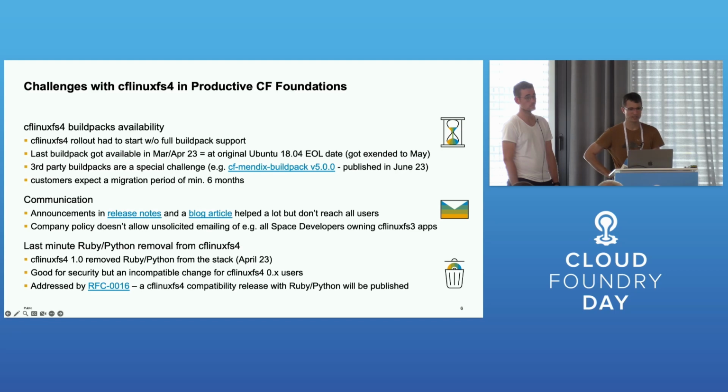without any noise. This topic was then addressed by RFC 16, and the decision was to provide CF Linux FS2 in 2 versions. One version that addresses the security concerns, and another version that addresses the compatibility concerns, and the operator now has the nice task to choose between these 2 options. This version is meanwhile released, and it's also available via an ops file as opt-in in the latest CF deployment version.